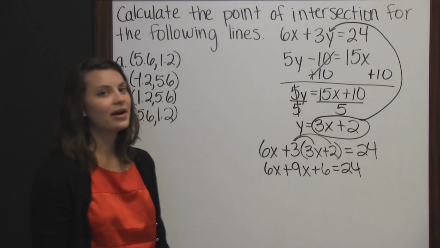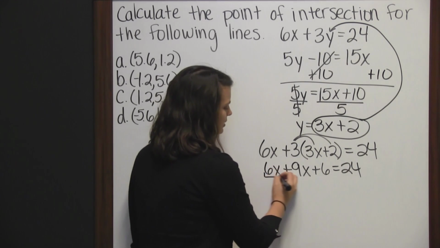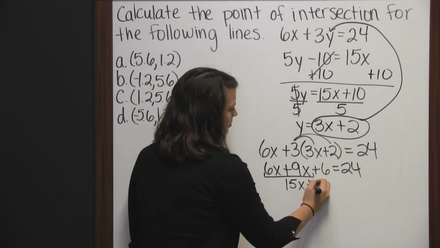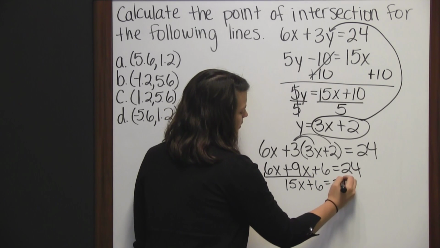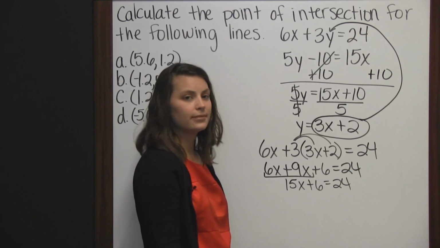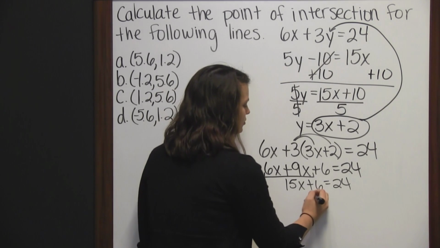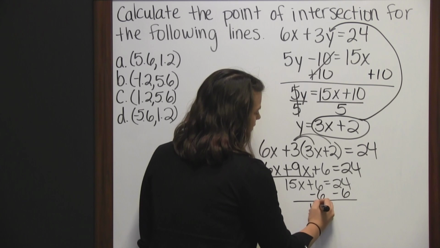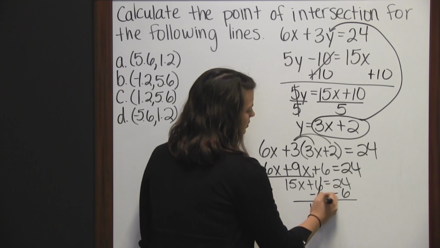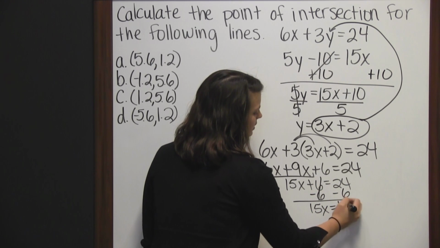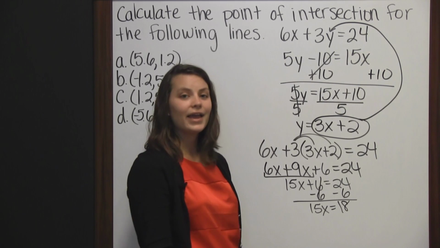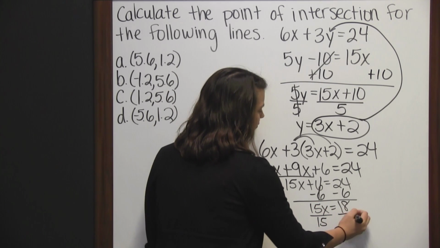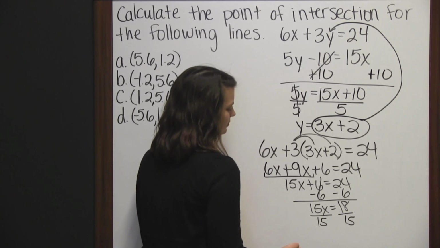Next, we need to combine like terms. 6x plus 9x is 15x. Plus 6 equals 24. Then, we need to subtract 6 from both sides. So 15x equals 18. And finally, we need to divide both sides by the coefficient of x, 15.